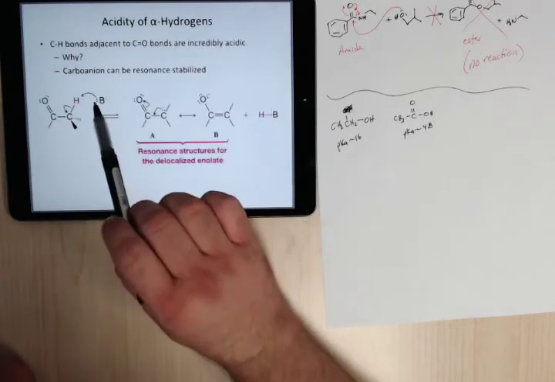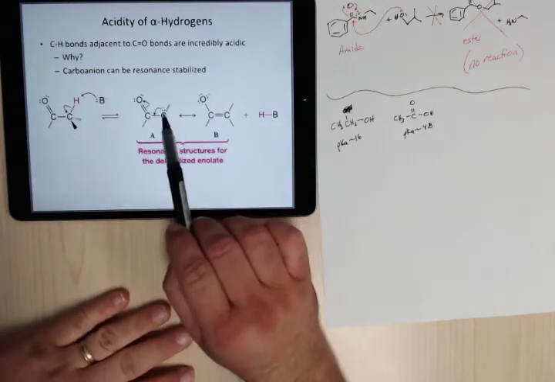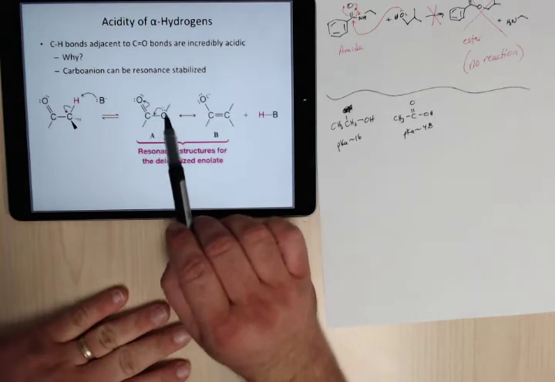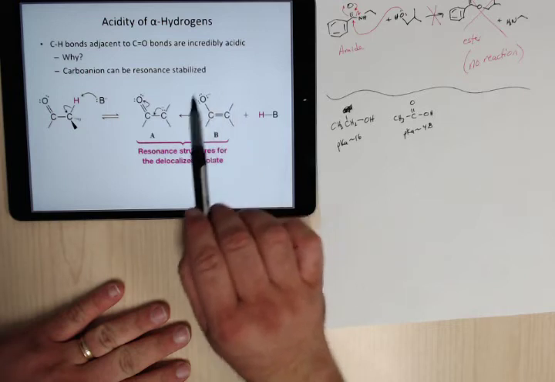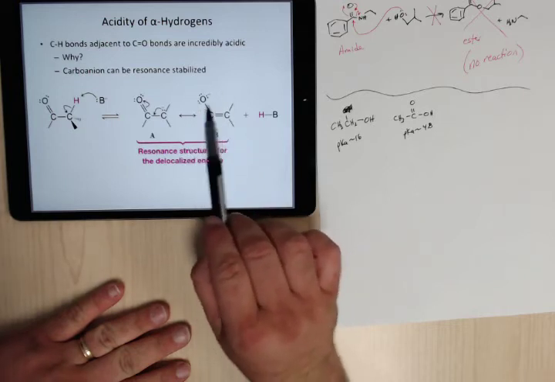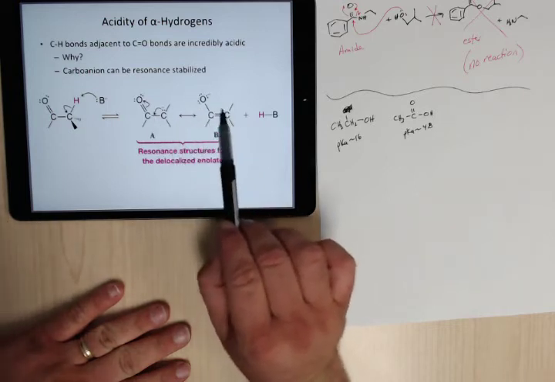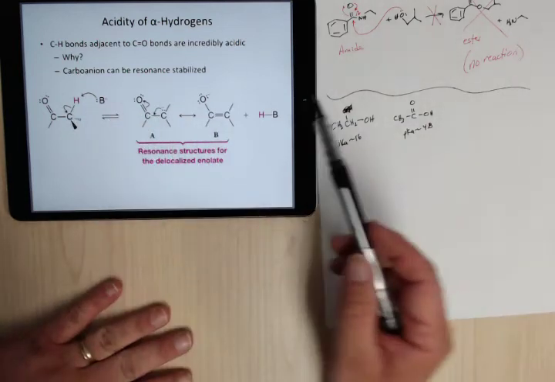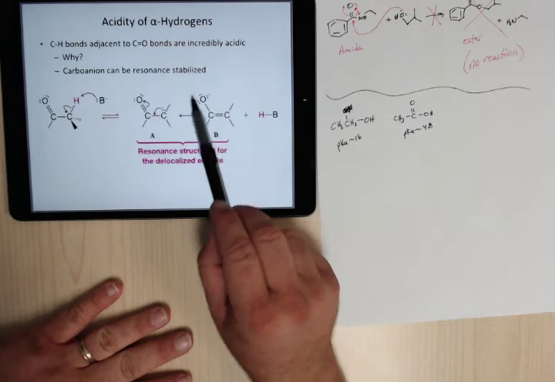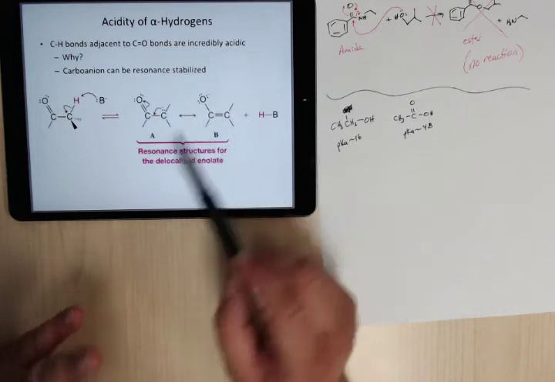And the reason for that is that a base can come in here. You can make the carbanion. That's generally not good, but it can be resonance stabilized to form the enolate. Because you can form this resonance structure, the molecule is okay with this hydrogen going away. You're getting a lot of electrons on the most electronegative atom. That's not too bad.